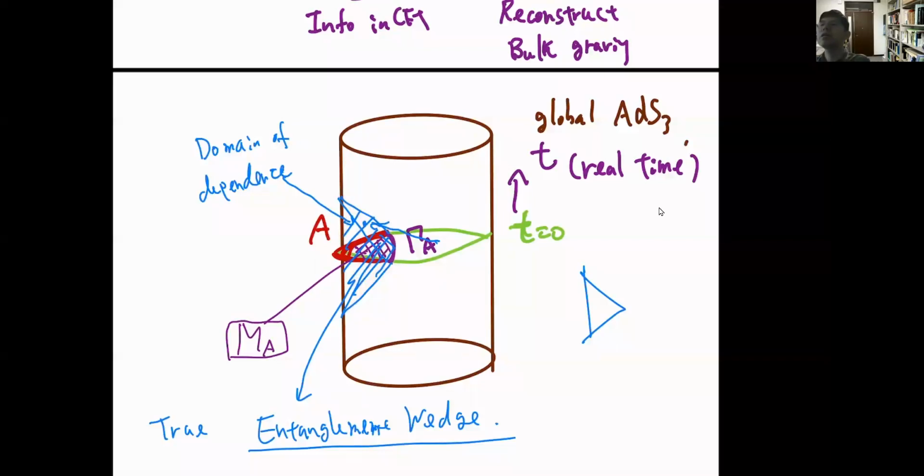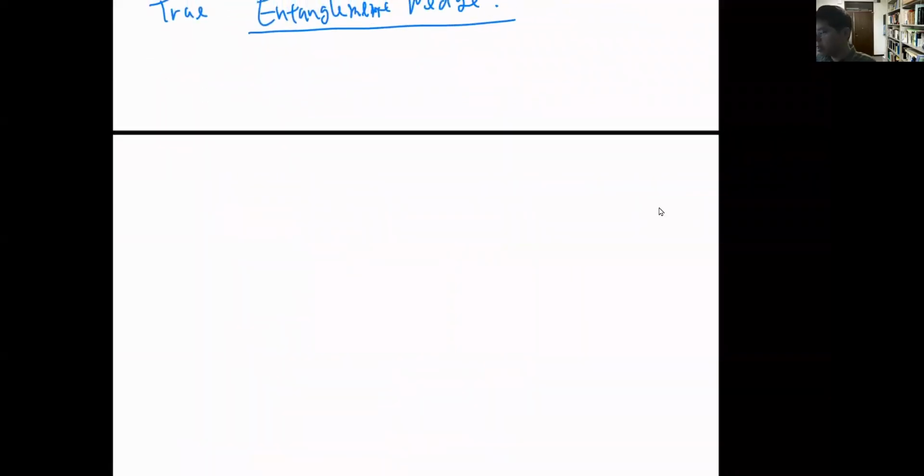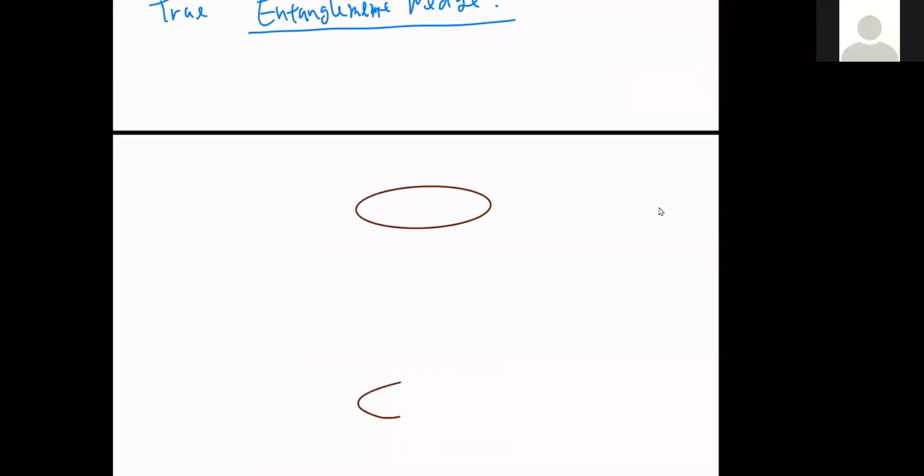Is the intersection of the bulk domain of dependence with the boundary the same as the domain of dependence of the boundary section A? Not necessarily. That's a good question. That's not trivial. For example, you can imagine this kind of example.